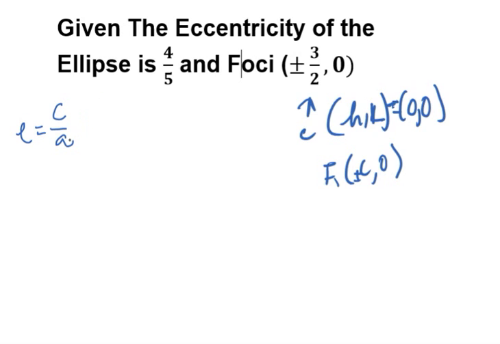Well, if I know 3 halves is equal to C, I can say E is equal to 3 halves divided by A. Okay? Well, what is 3 halves divided by A? That's going to be the eccentricity, which is 4/5. So now I've set up a proportion or an equation, if you will. So let's go ahead and solve this equation for A.